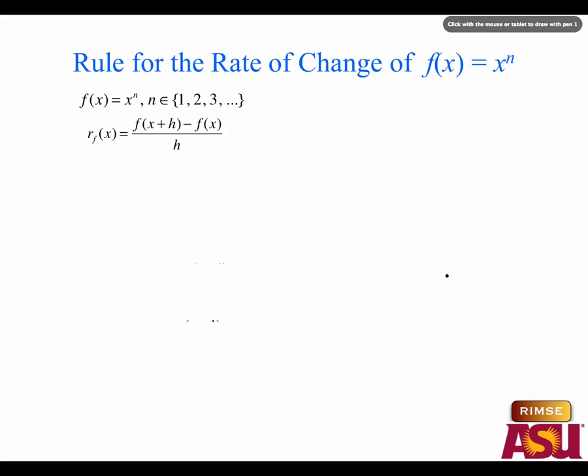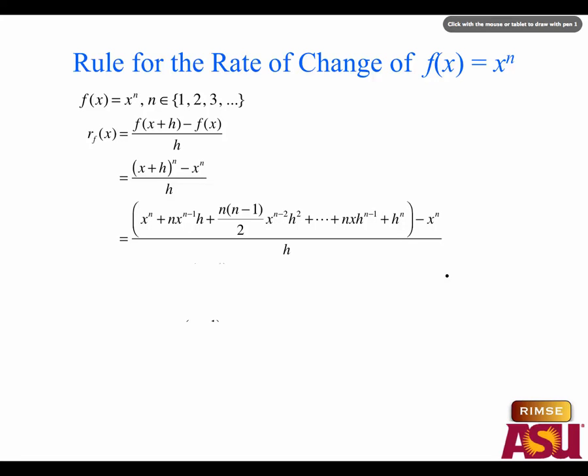Okay, so we know our R of f of x, that's our rate function. And so then f of x plus h is x plus h to the n minus x to the n over h. And so now we're going to expand, like we saw on the last screen, that x plus h to the n. There it is.